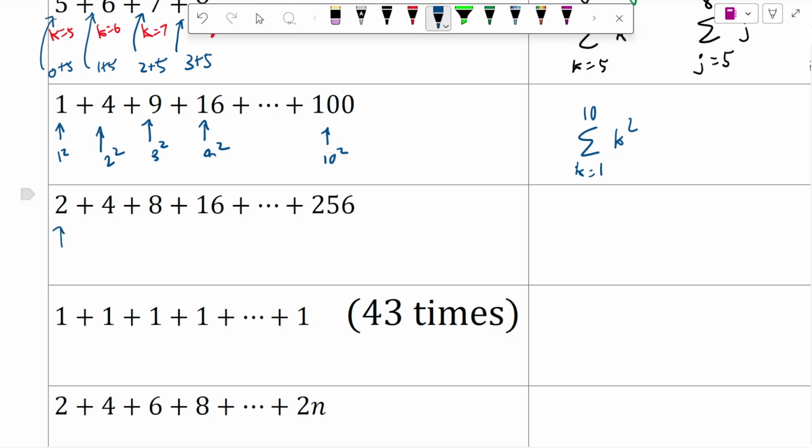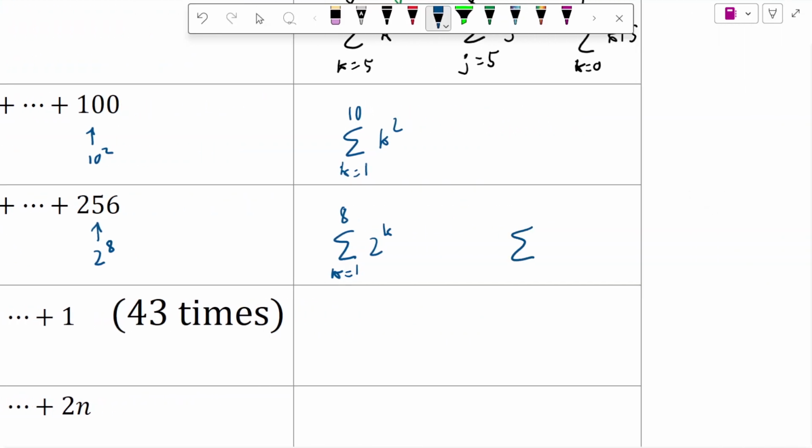Similarly, this one here, this is 2 to the 1. This is 2 squared. This is 2 cubed. This is 2 to the 4. All the way up to this number here is 2 to the 8. So this would be k is 1 to 8 of 2 to the k. Very good. Another way you could write this sum would be going from 0 to 7 of 2 to the k plus 1. That would also be perfectly valid. Both these mean the same thing.